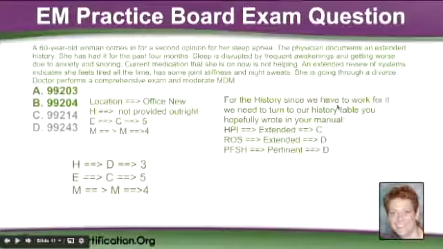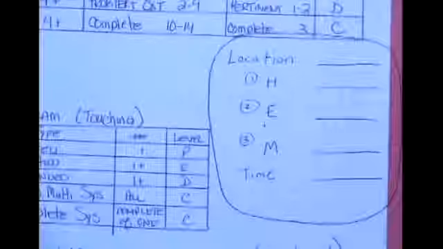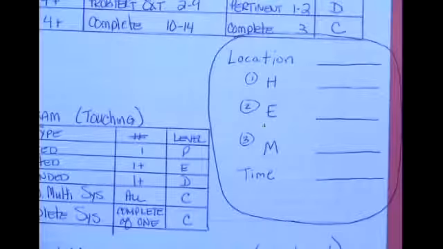So for the history, since we have to work for it, we need to turn to our history table that you hopefully wrote in your manual. And you know what? Let me see if I can get my document camera out for that. While she's doing that, I was going to mention this is classic for board exams. They know you know how to find codes, but can you pick the right code? And by having to come up with the history, that shows them that you know how to pull the history out of your documentation and pick the correct code. Okay, are you guys seeing that okay?